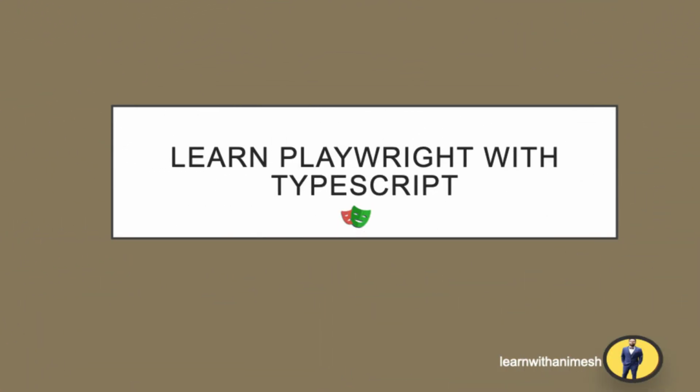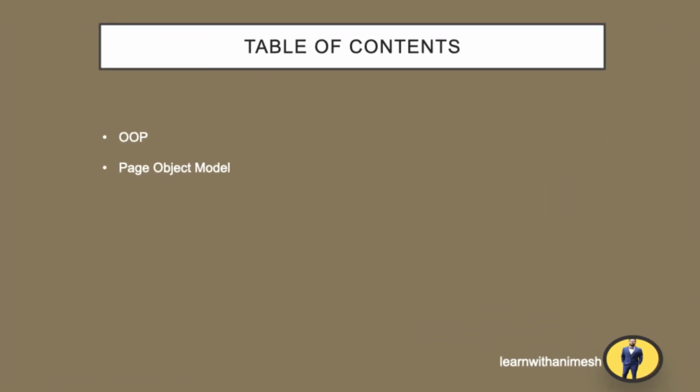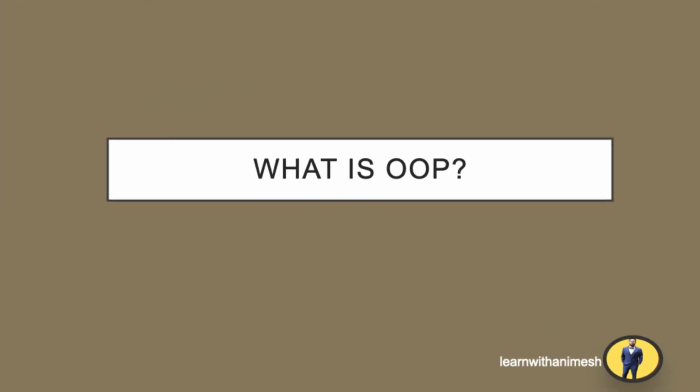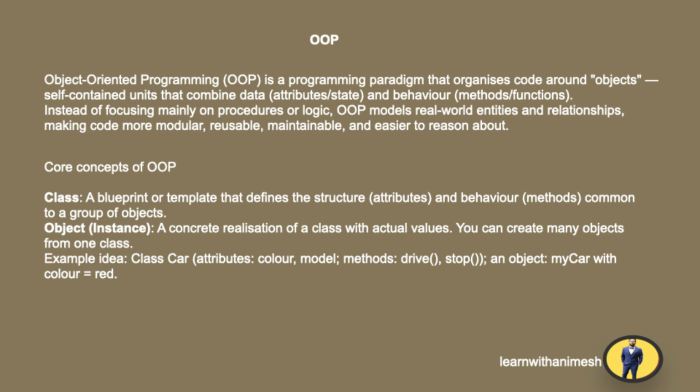You are watching the Learn Playwright with TypeScript series. In the last lecture, we learned about API testing using Playwright. In this lecture, we'll learn about object-oriented programming and the page object model. You may have heard the term OOP, or OOPS concept, which stands for object oriented programming.